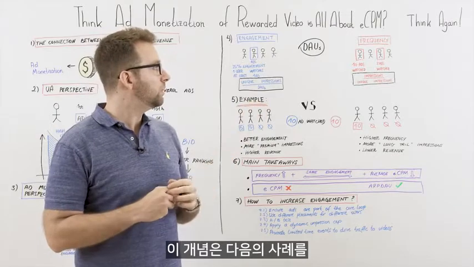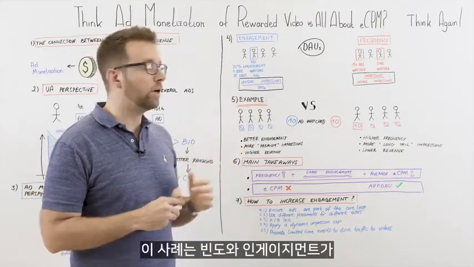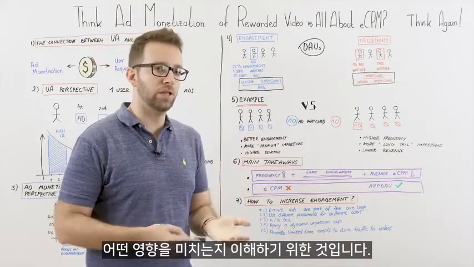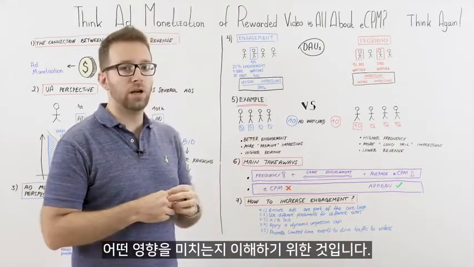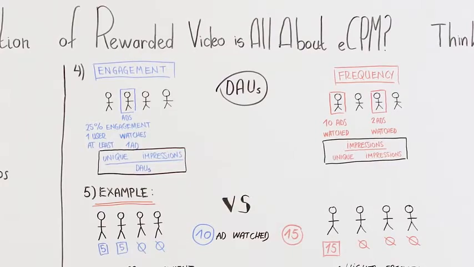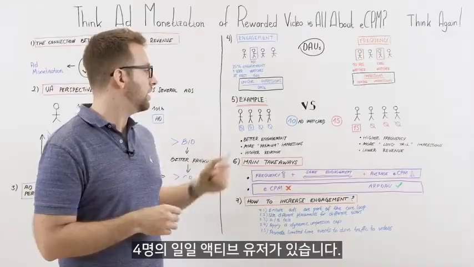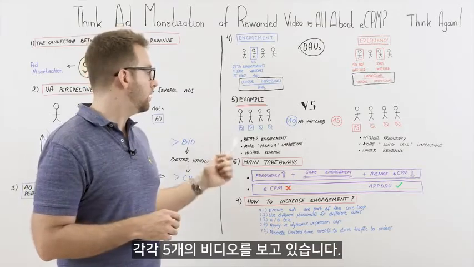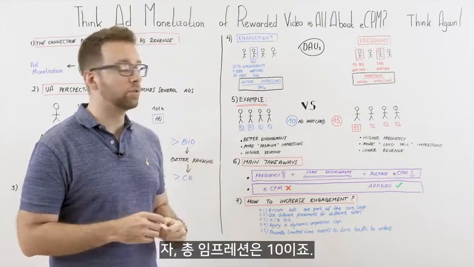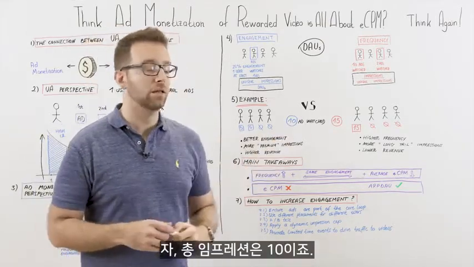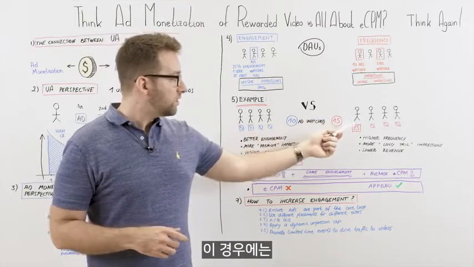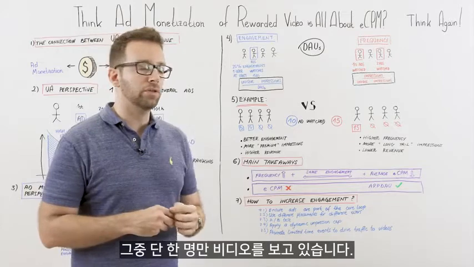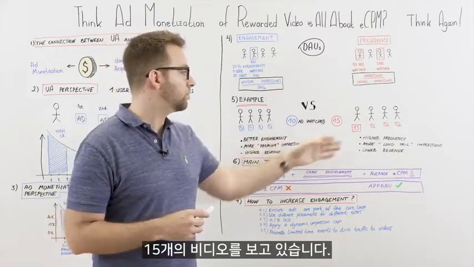This is really important to introduce my next example, where we can understand how frequency and engagement can influence the performance of ad monetization. In this case, we have 4 daily active users. 2 of them are watching videos, and they are watching 5 videos each, so our total impressions is 10. In the other case, we have 4 daily active users, and just 1 of them is watching videos, and is watching more videos, actually 15 videos.